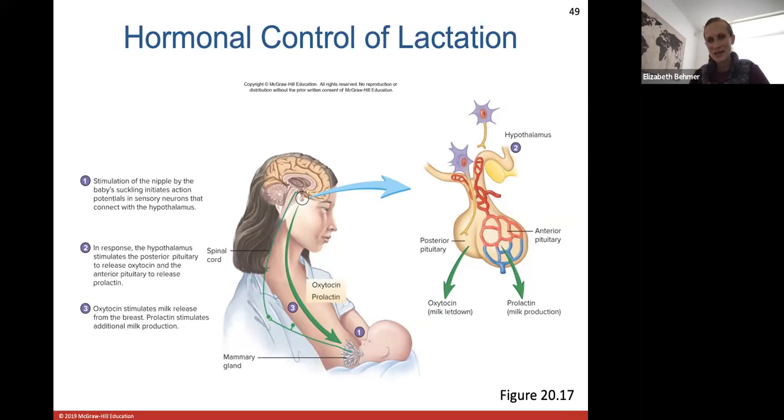So actually, the sucking of the baby, the woman usually isn't just leaking milk all the time, sometimes at the beginning, but usually the baby sucking will then allow the milk to come. And then prolactin keeps the milk being produced in the mammary glands.